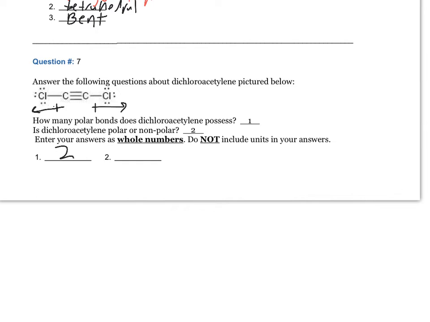The carbon-chlorine bond is polar. It's a linear geometry. They're equal bonds, carbon-chlorine single bonds, but they're pointing in the exact opposite directions. Therefore, the molecule is non-polar.